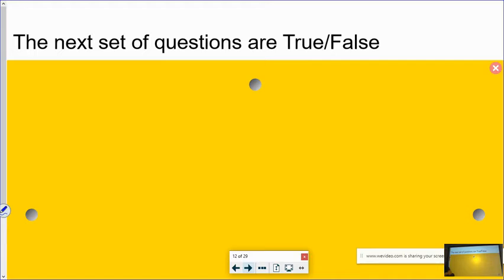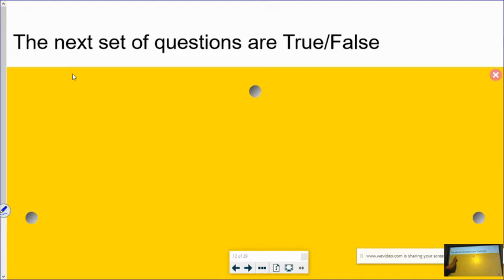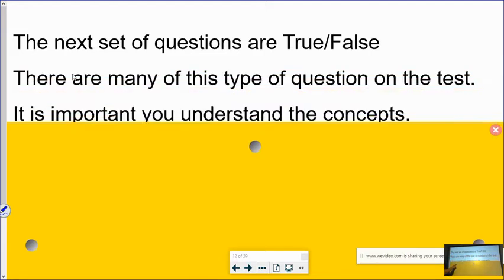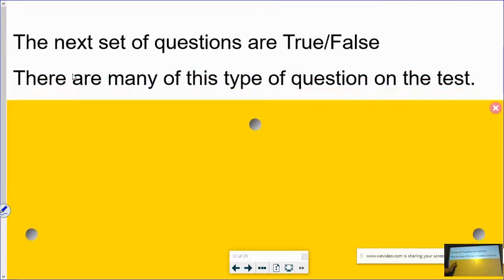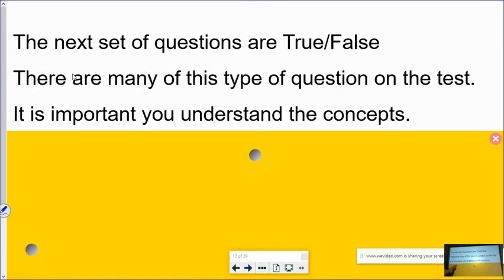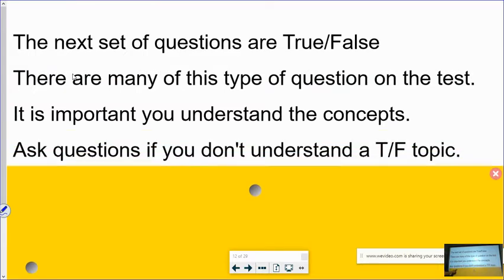So we're going to go through some true-false questions. I'd like you to definitely pause the video, see if you can answer the question first, and then see if you are correct. There are many types of this question on the test, and this is important for you to understand. It's kind of a rapid-fire way of seeing if you understand topics, but you really do need to think about it as we're going along.